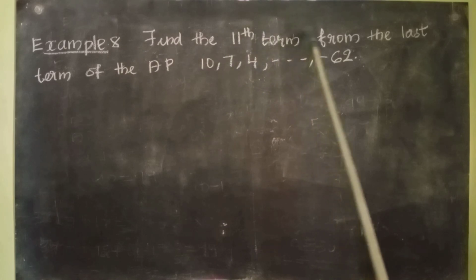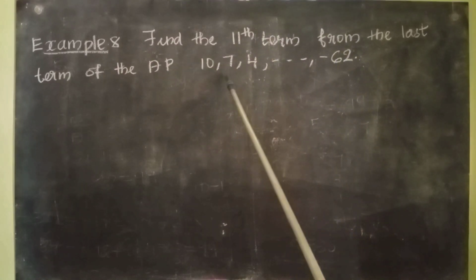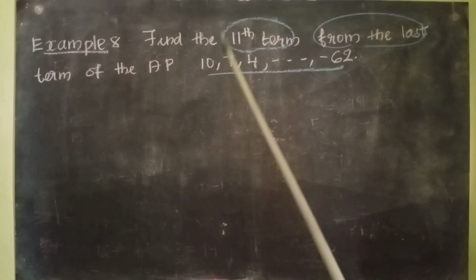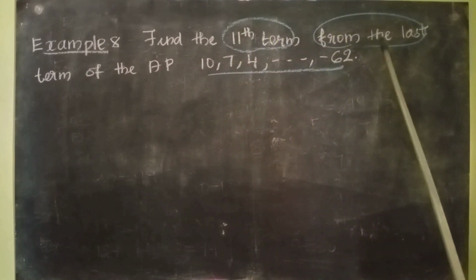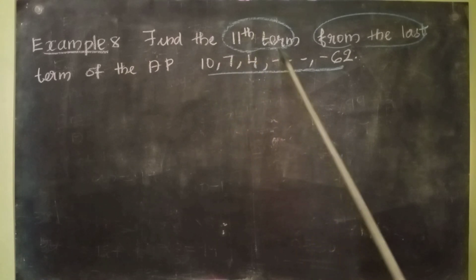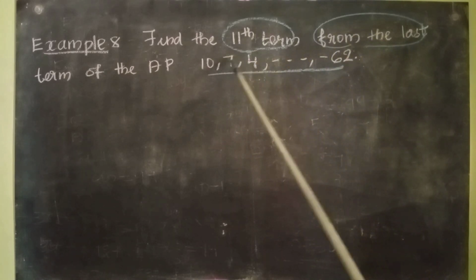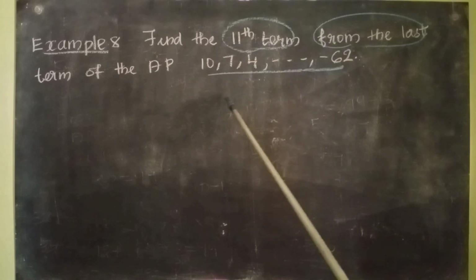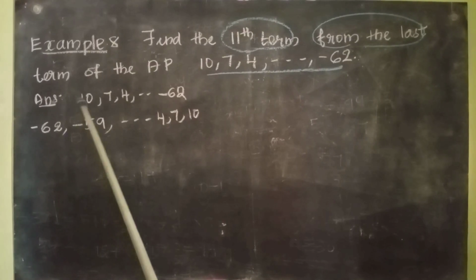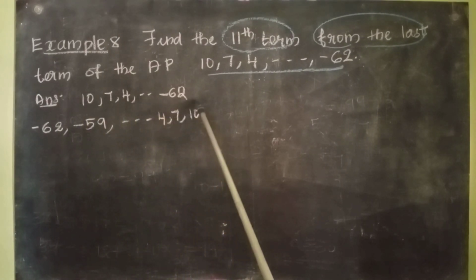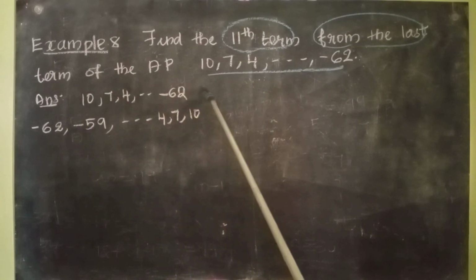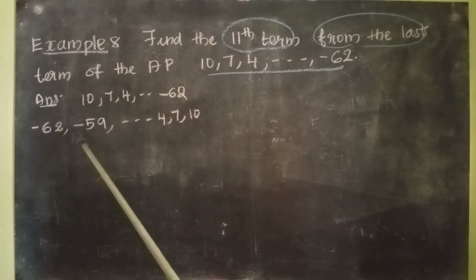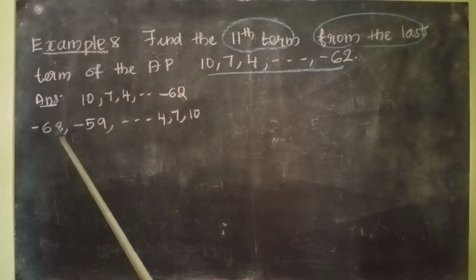Example 8. Find the 11th term from the last term of the AP 10, 7, 4, etc., minus 62. The question is 11th term from the last, not from the first. It is from the last. So what you have to do is write the AP in the reverse order. Our AP is 10, 7, 4, etc., minus 62. 3 is subtracting or minus 3 is adding. So if we have to write in the reverse order, we have to add 3.